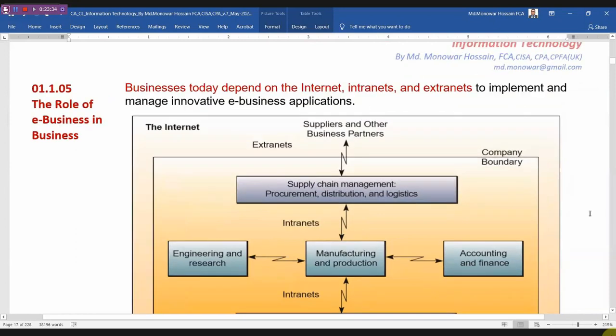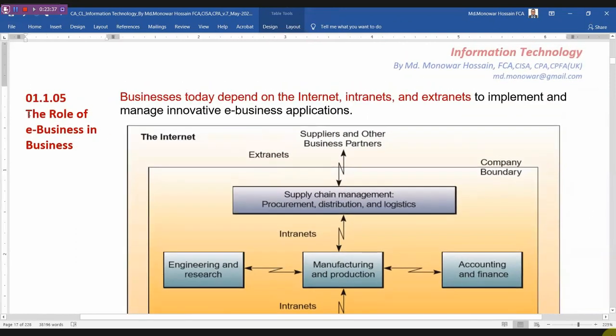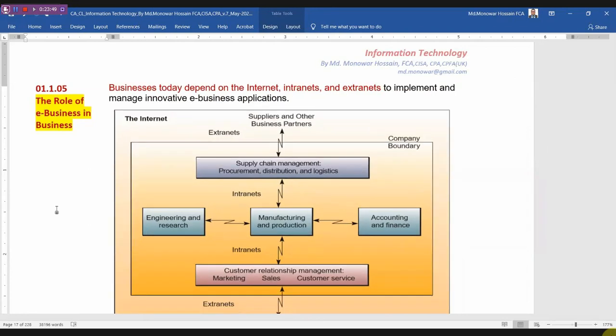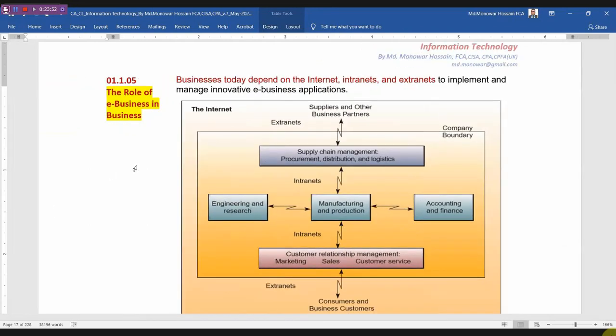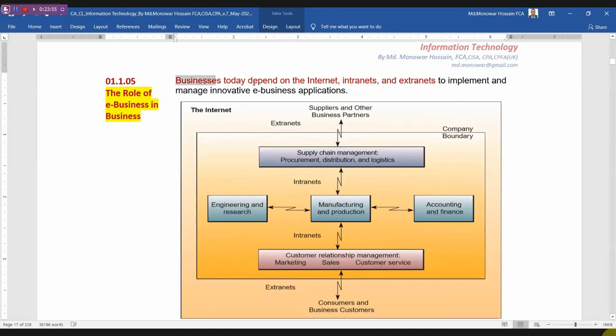Now, the role of e-business in business. We are in chapter 1. The role of e-business in business. So business today depends on the internet, intranet, and extranet. So what is the internet? We know it. And what is the intranet? Intranet is within the organization, and extranet is outside the organization. So that is the 3 items here: internet, intranet, and extranet.